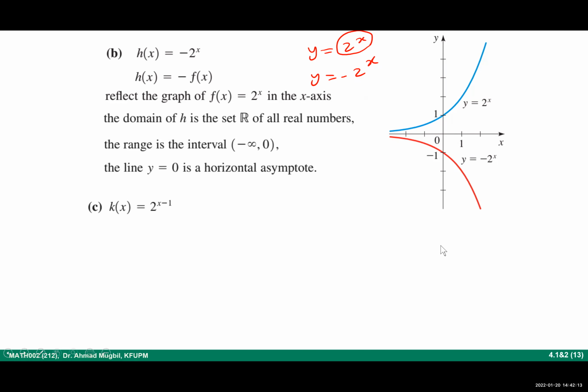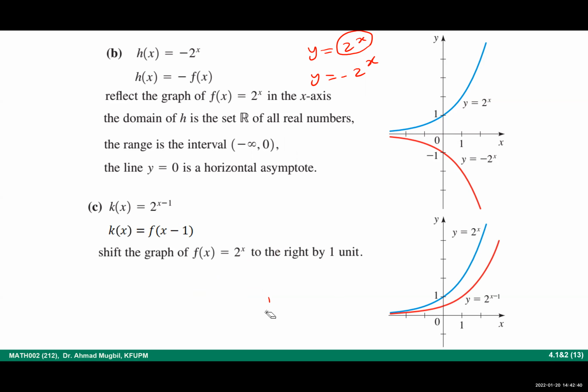What about 2 to the power x minus 1? It will be the same as the graph of 2 to the power x shifted horizontally 1 unit to the right. So it was here like this. Where will it be? This is 0 and 1. So this point will be 1 and it will be here. So the graph will be like this. Here it is.